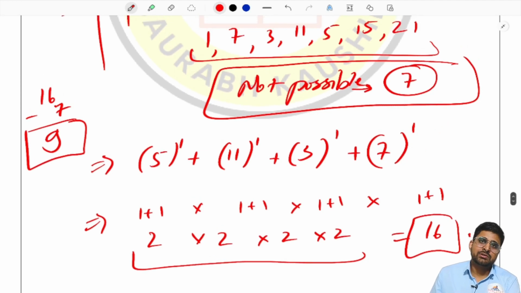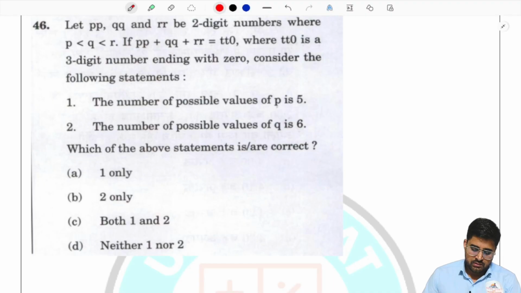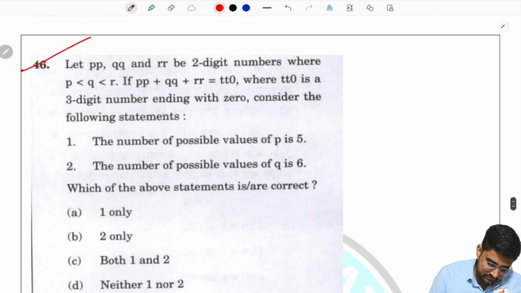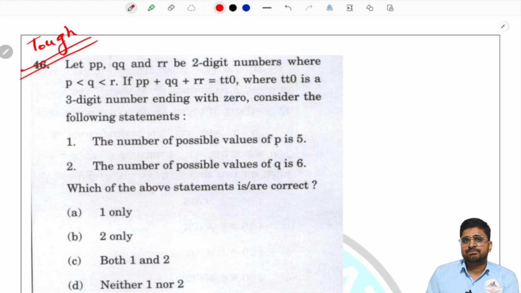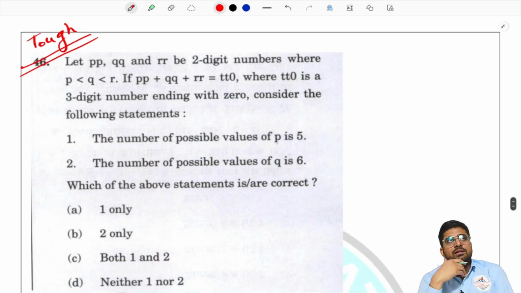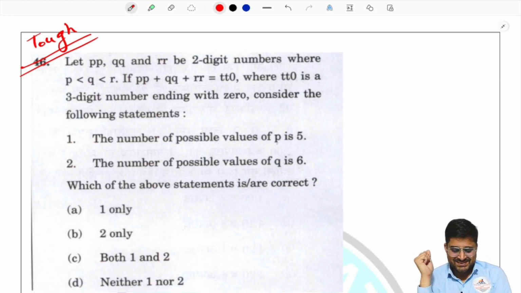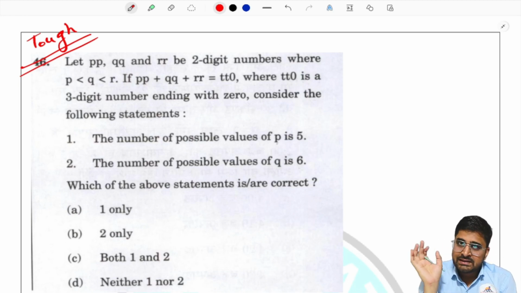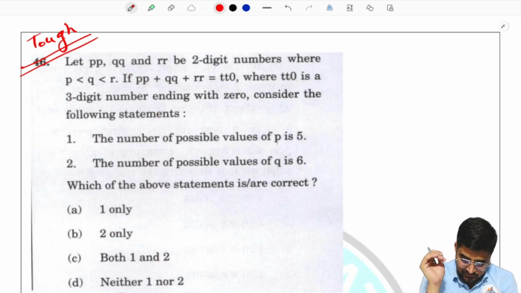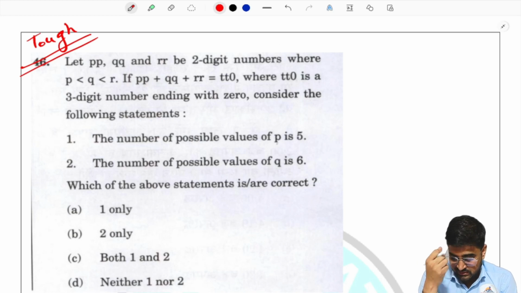Let's move to the next question. Now this is a tough one. In the examination, if you attempt this question, it will take you 5 to 10 minutes. So try to avoid this type of question, but for the sake of discussion, we will do this. Please pay attention, it's a tricky one.